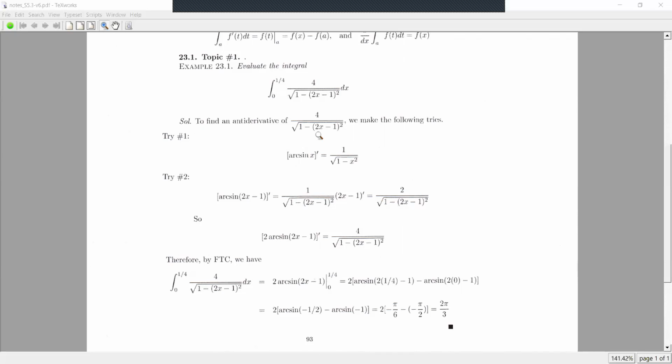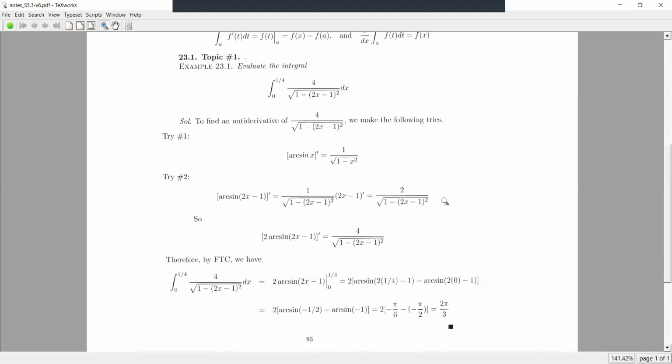Now this function is very, very close to this function. The difference is only in the numerator. The numerator here is 4. Here it is 2. They differ by a factor of 2, right? Now to exactly find the antiderivative for this function, I multiply 2 to the left side and to the right side. Then I get 2 times arcsine of 2x minus 1 is equal to the derivative with 4 over this. Now this function is exactly this function. So the antiderivative of this function is this.